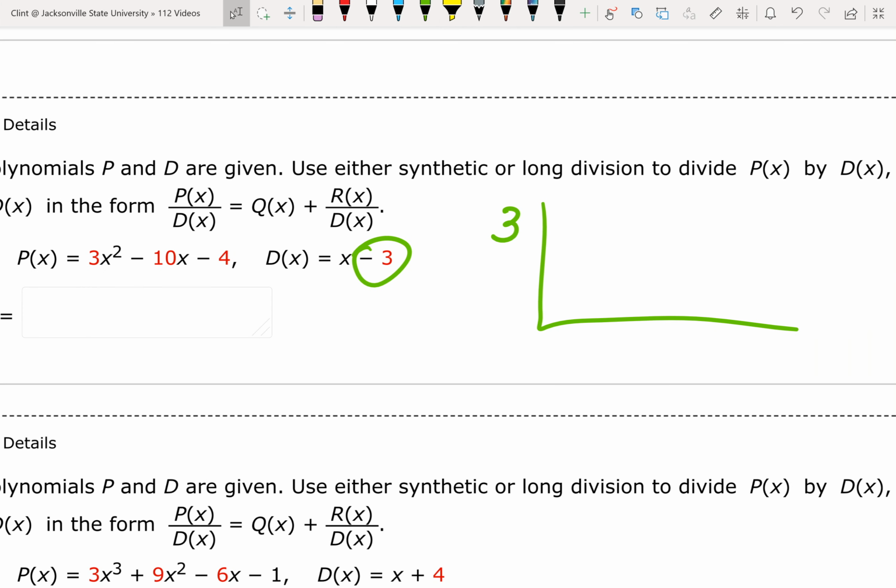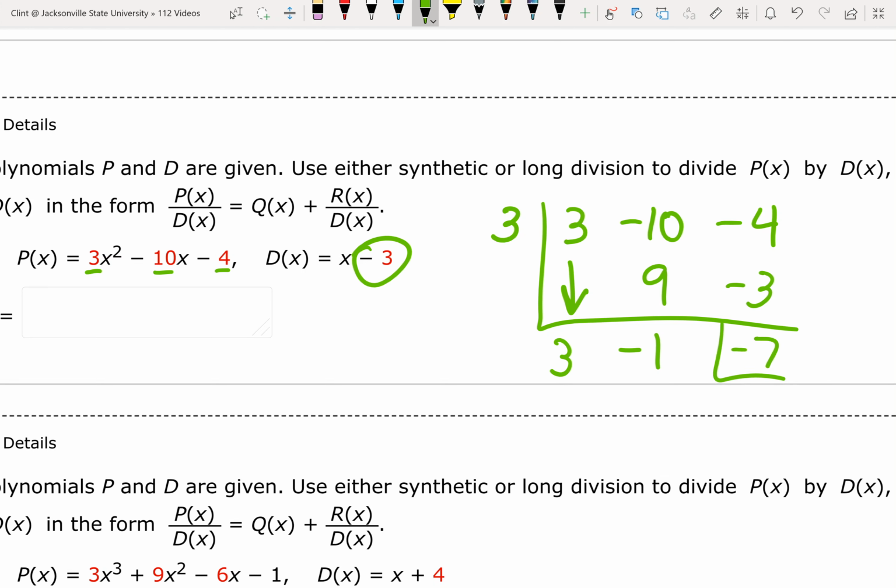Then I'm going to look at my coefficients and make sure I'm not missing any. So I've got x squared, x, and a no x. So none are missing. I don't have to put any placeholders. So I will have a 3 minus 10 minus 4. Bring down my 3. 3 times 3 is 9. Gives me minus 1 when we subtract or add, however you want to think about that. And then negative 1 times 3 is negative 3. Negative 4 minus 3 gives me negative 7.